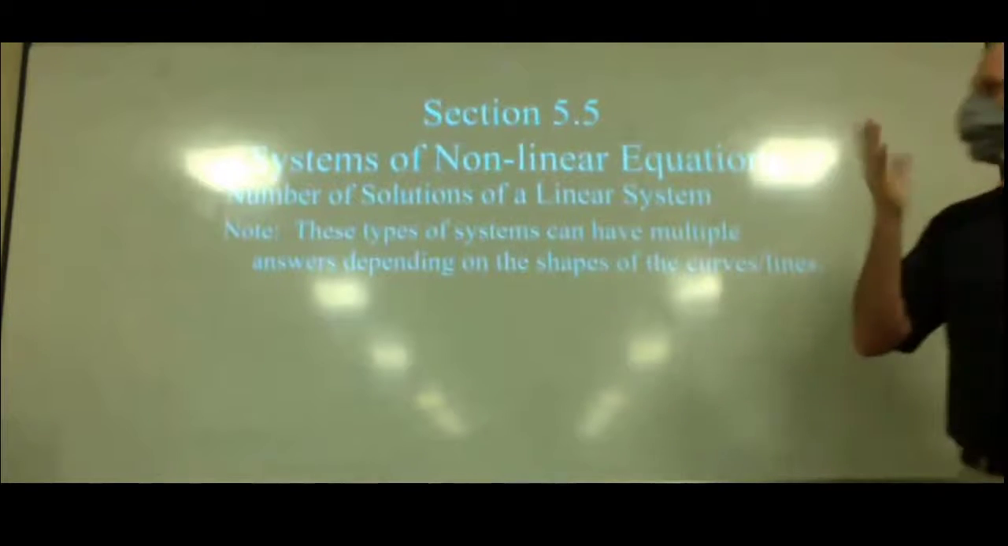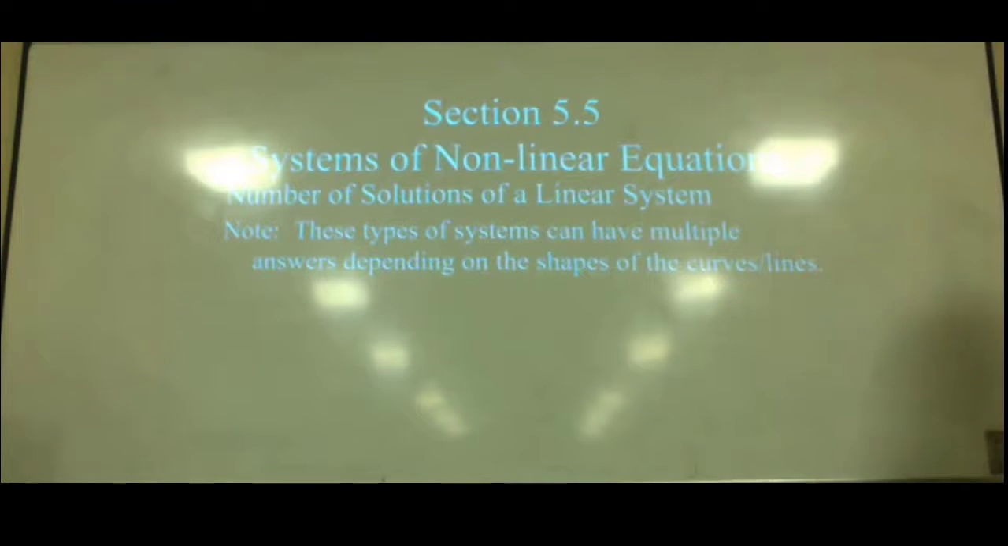Section 5.5, it's the way it's numbered in here. We're going to talk about systems of nonlinear equations, and then we're also going to talk about inequalities, systems of inequalities. But we're going to start out with nonlinear equations.